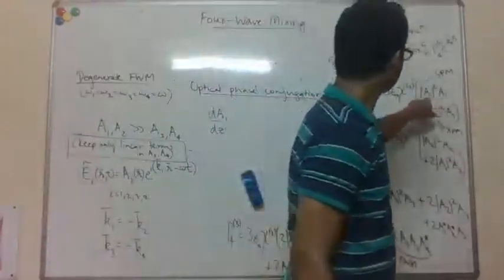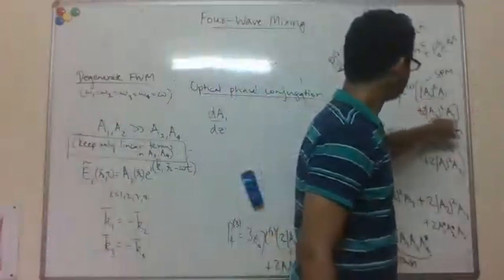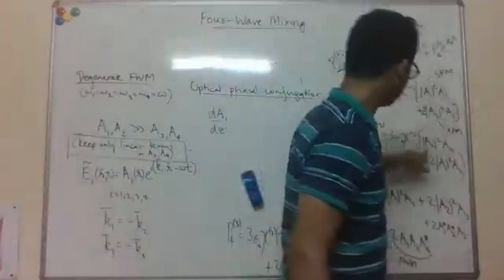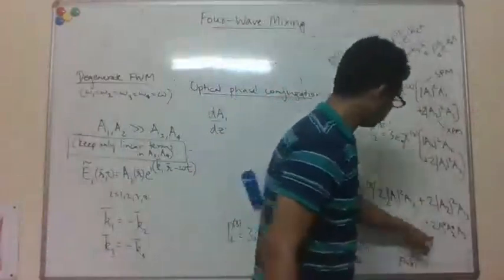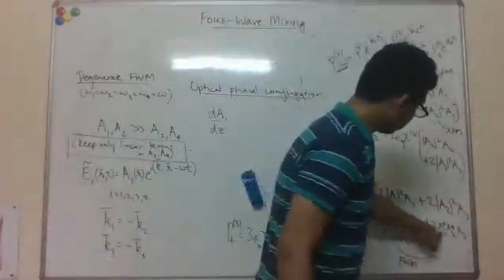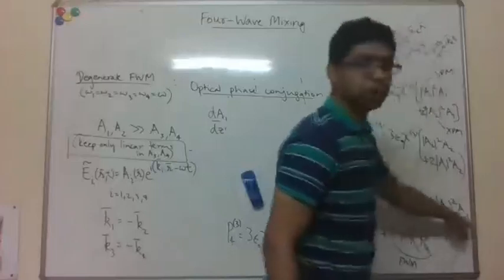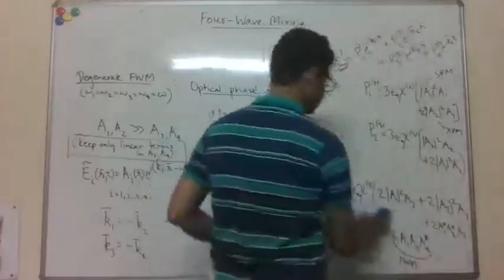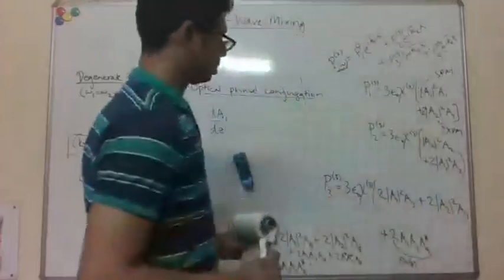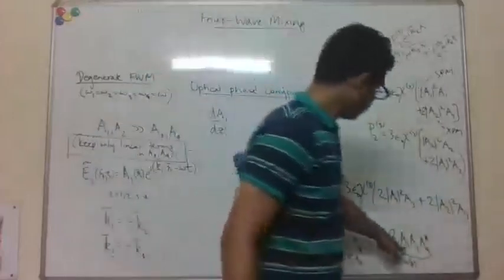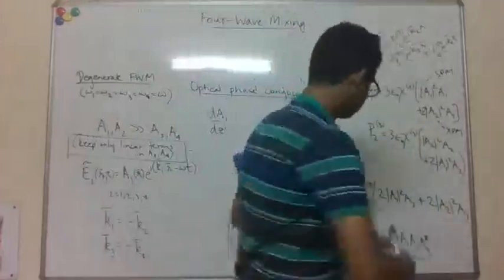So this one, for example, omega minus omega plus omega, that gives me omega. This is giving me omega. This is again omega minus omega plus omega. Now this one, A1 conjugate, A2 conjugate, A3, is giving me minus omega, so this should also not be there. This one is giving me omega plus omega minus omega, so this is omega. So this one should be there.